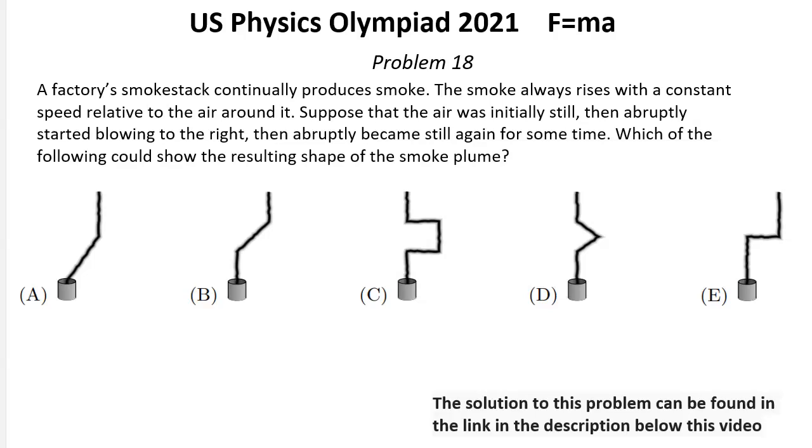Finally, the smoke in between has been exposed to only part of the rightward gust of wind, since some of that wind occurs before that smoke left the smokestack, so its path should smoothly connect the vertical segments. This rules out choice E, leaving B as the correct answer. So that was a solution for problem number 18.